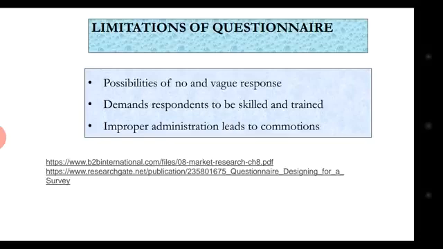And these are some good references, and I have taken some important aspects from them. If you are interested, you can go to these links and get an overall idea about the questionnaire in various aspects. So the questionnaire is a very useful and excellent tool to collect data. But the entire thing is that proper administration of the questionnaire will give you the better results you expect.